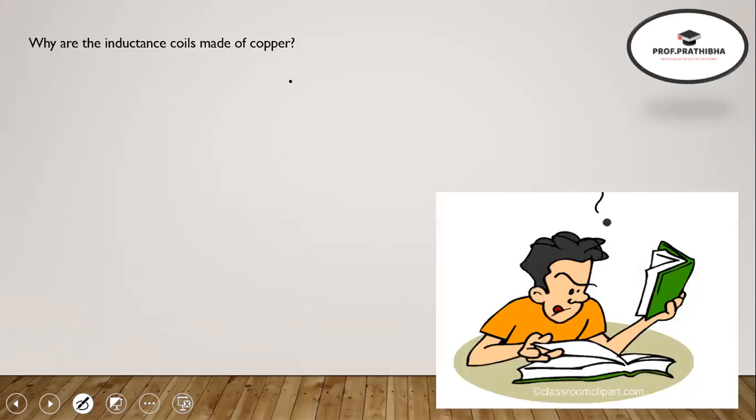Okay, what about this? Why are inductors made of copper? The coils of inductance are made of copper. Why? What do you think? Why do you think we always talk about copper? Copper wires, copper coils. If you are talking about a transformer also, we talk about copper. So why are the inductance coils made of copper? What is the basic property of copper?